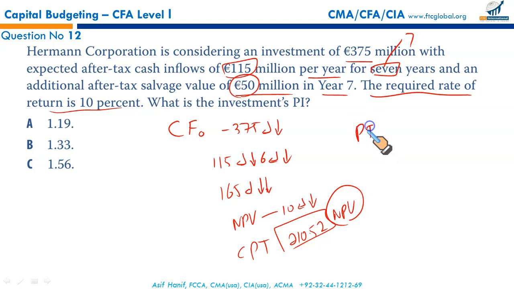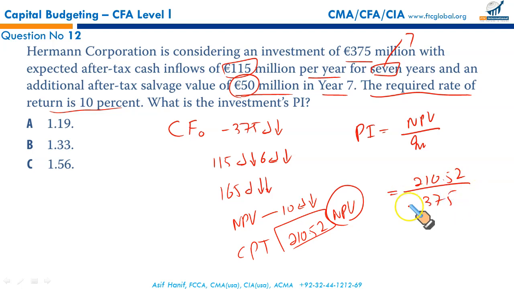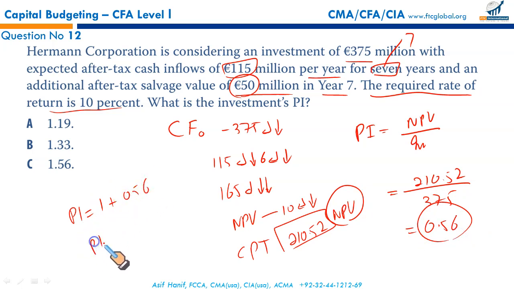which means profitability index can either be calculated with NPV upon initial investment. Let's see which value they used. 210.52 upon 375. If you calculate, you will get 0.56. Clearly it doesn't match. It means they might have used this one. Profitability index is equal to 1 plus this factor, so it is going to be 1.56. So the only difference is that in this arrangement we take present value of inflows upon initial investment. Here we take NPV upon initial investment.